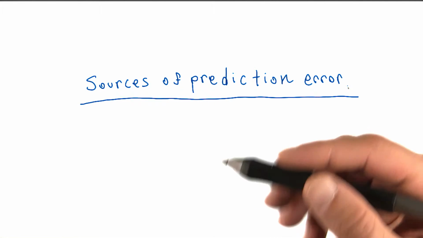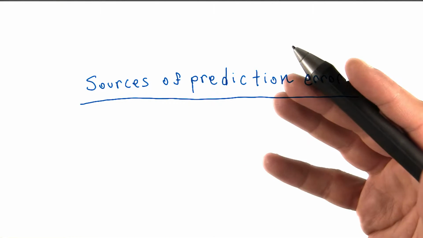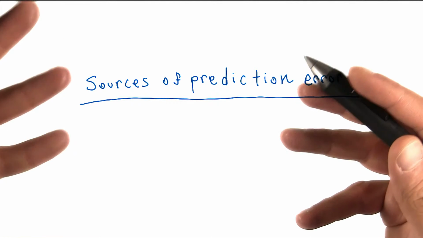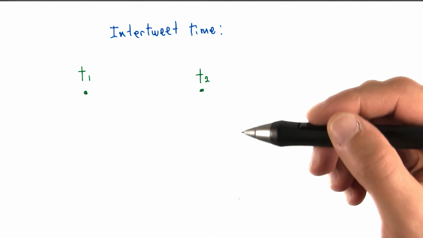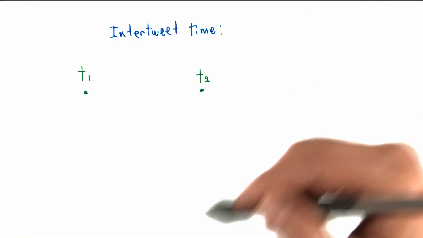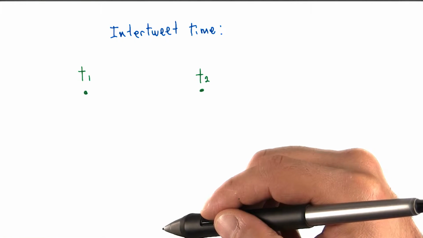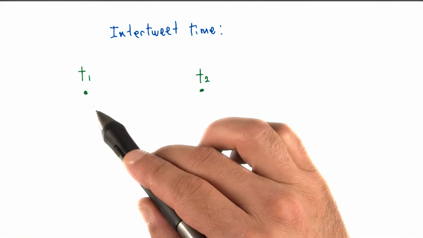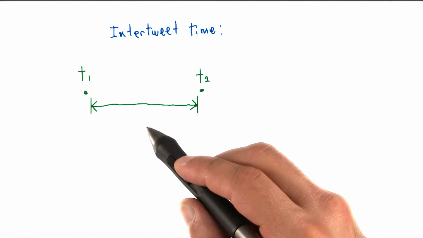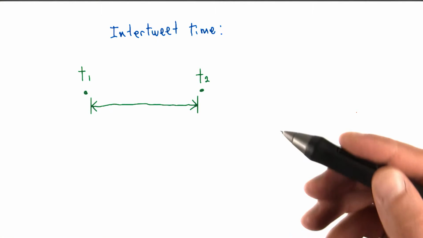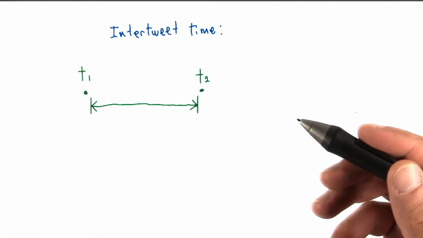We would like, of course, to do better in terms of prediction accuracy. Unfortunately, there's quite a lot of variance in this data. So we've already been looking at intertweet time, meaning if there's a tweet T1 and T2, intertweet time is the number of seconds between them. But what we're trying to predict is more granular than this, right?